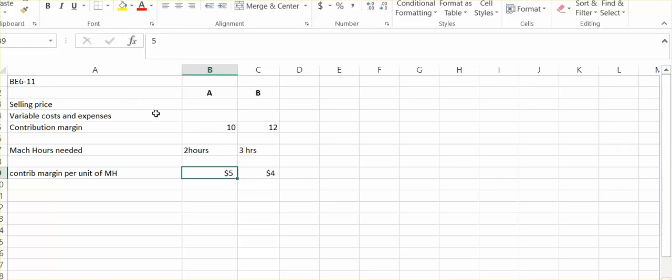So even though B makes more in contribution margin, it takes us significantly longer time to make one of the B's. So based on the amount of extra time we have, we should put that extra machine time usage into making the A product. Again, you go with the higher of the contribution margin per unit of limited resource. Don't go with just the contribution margin on its own. And that's how you work these limited resource problems.